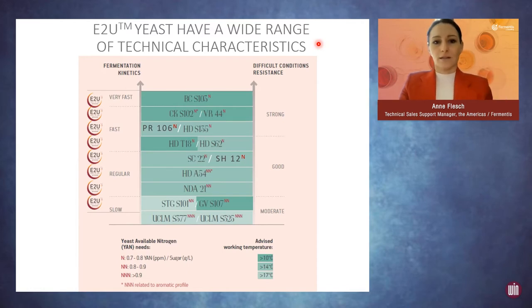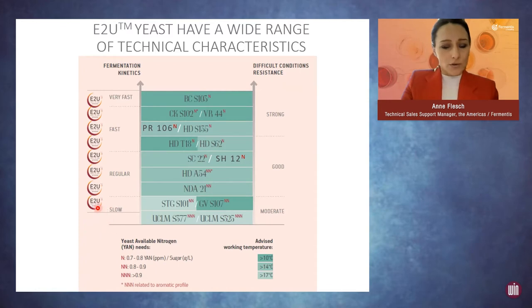And you can see here, this is a technical table that displays technical characteristics of the strains from Fermentis. On the left, you can see the fermentation kinetics going from slower strains to very fast strains, and the resistance to difficult conditions. Difficult conditions could be temperature, nutrient, level of alcohol, and so on. And you can see from moderate to strong resistance. And you can see that almost all the strains here have the certification.